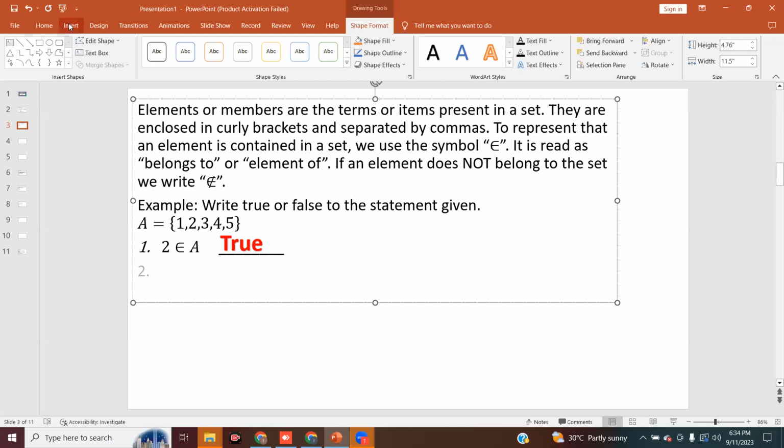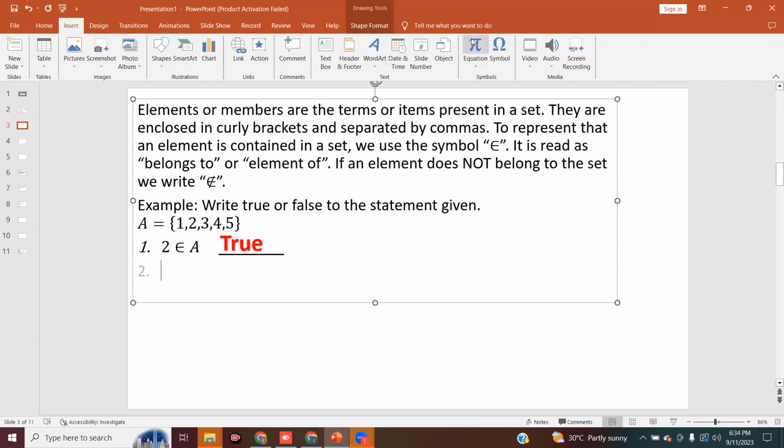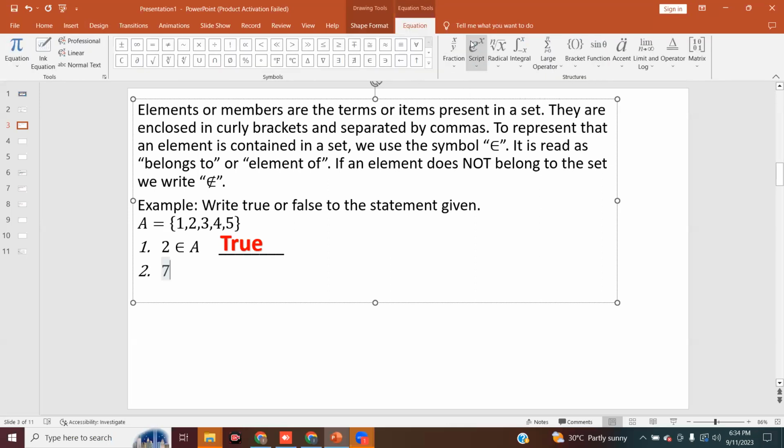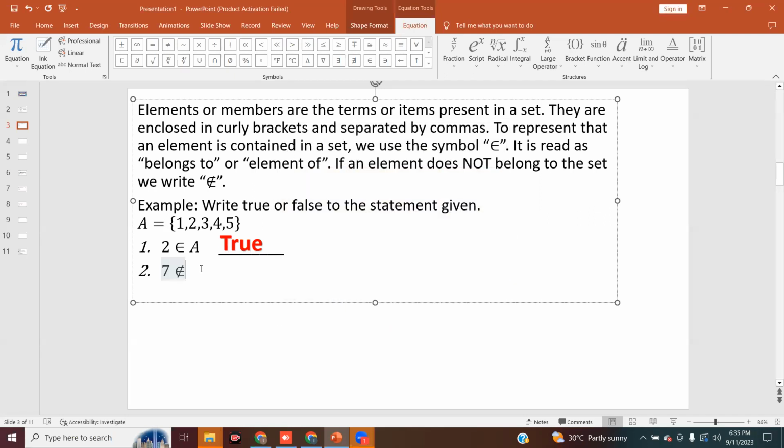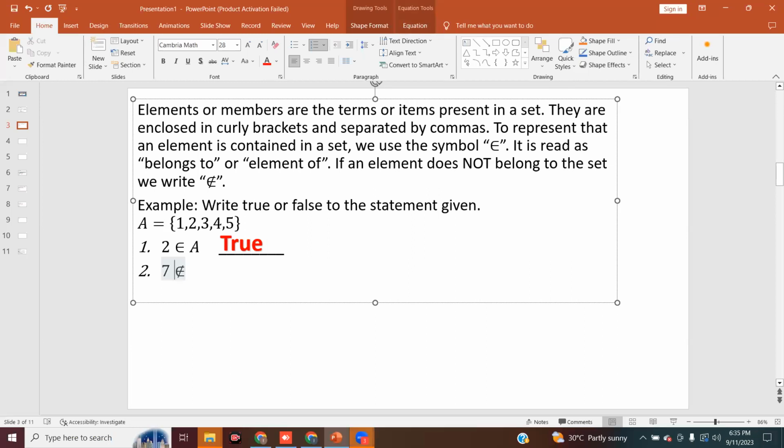All right, so since you're already good with that symbol, let's say 7. Make sure you put your answer inside the chat for me, please. What do you think? 7 is not an element of A. True or false? 7 is not an element of A. Is that true or false? Put your answers inside the chat, please. All right, some people saying false, some people saying true. Okay, 7 is not an element of A. Is that true or is that false?